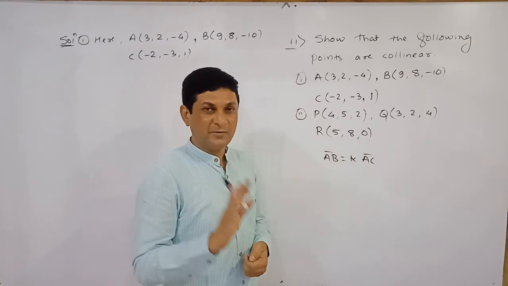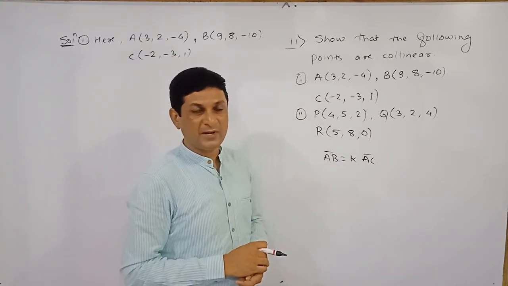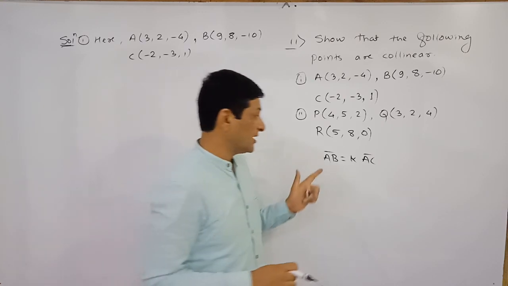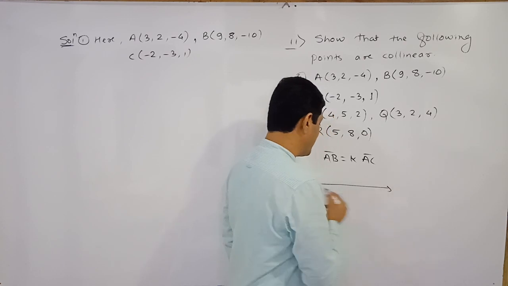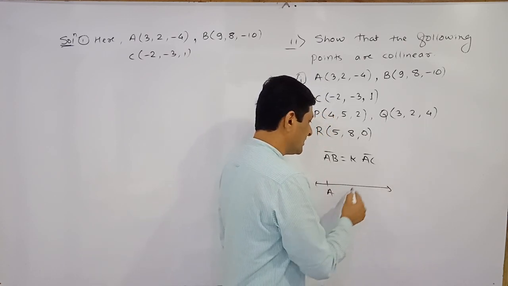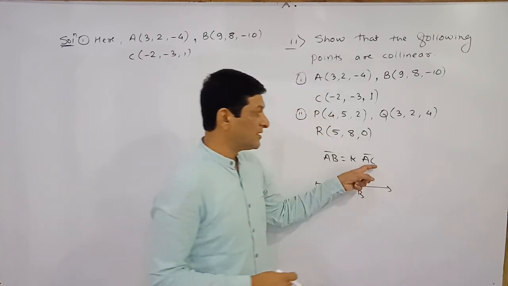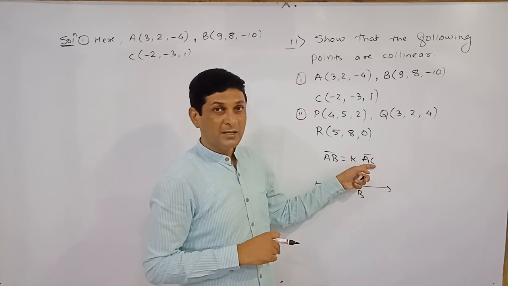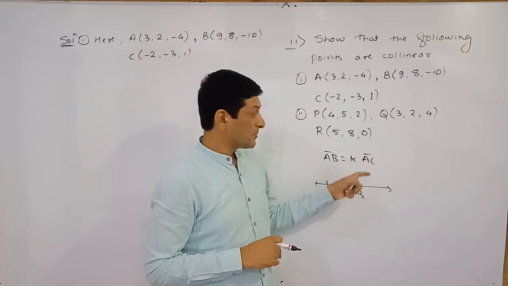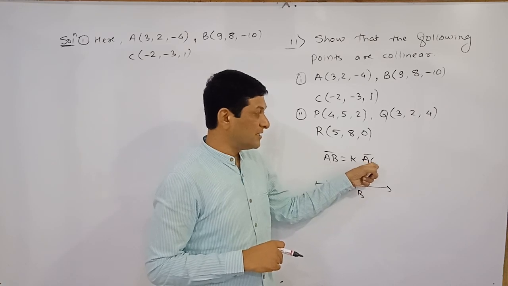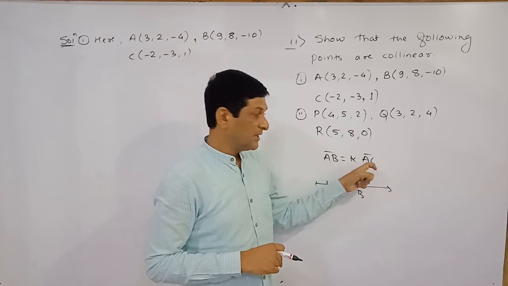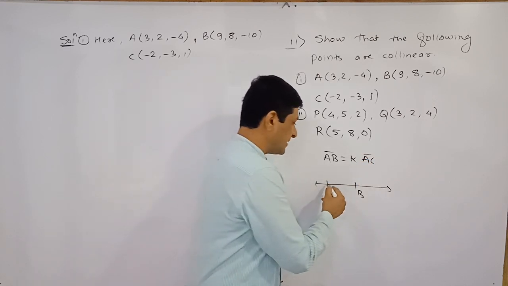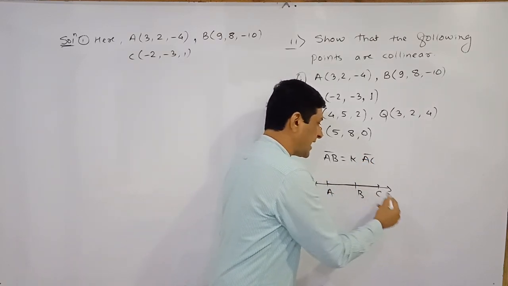Again, we know that if one vector is expressed as a scalar multiple of another vector, then the two vectors are either parallel or collinear. The first vector here is AB bar, and the second vector is AC bar. This AC bar is either parallel or collinear to AB bar. But if you observe, the initial point of this other vector is also A, so definitely AC bar also lies on the same line.